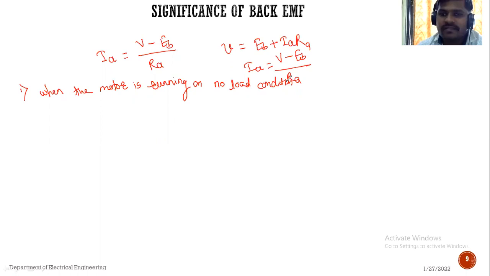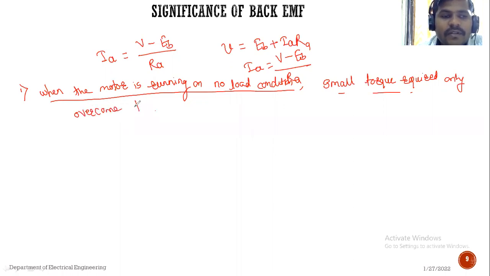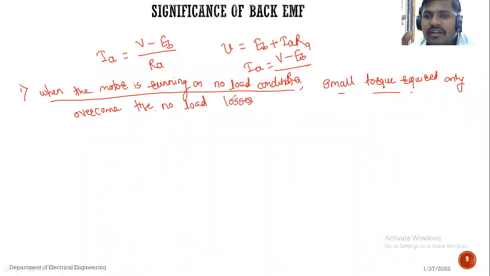So this is first one significance. What I am telling, when the motor is running on a no load condition, at that situation small torque will be required, कारण मोटरवरती लोड नाहीये याचा अर्थ कमी टॉर्क लागणार आहे. So only torque required to overcome the no load losses, no load losses ओव्हरकम करण्यासाठी जेवढा टॉर्क लागेल तेवढाच टॉर्क मोटर ड्रॉ करेल.